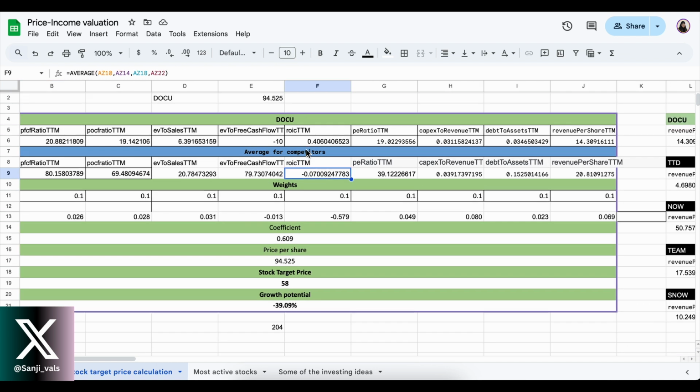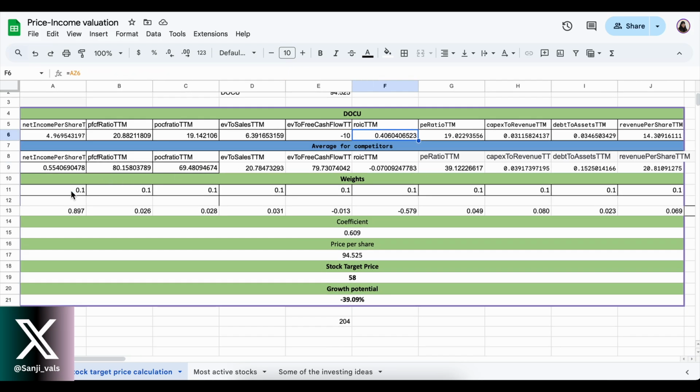For example, return on invested capital, DocuSign has 0.40, and the average among closest peers is -7%. So DocuSign has greater return on invested capital. This is very important. Then I assigned equal weight. Since we have 10 stocks, I assigned 10% weight for each stock. The sum of all those weights should be equal to 1 or 100%.